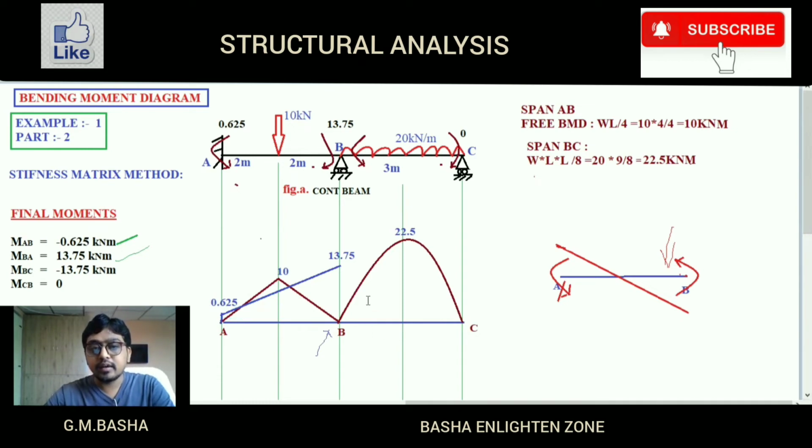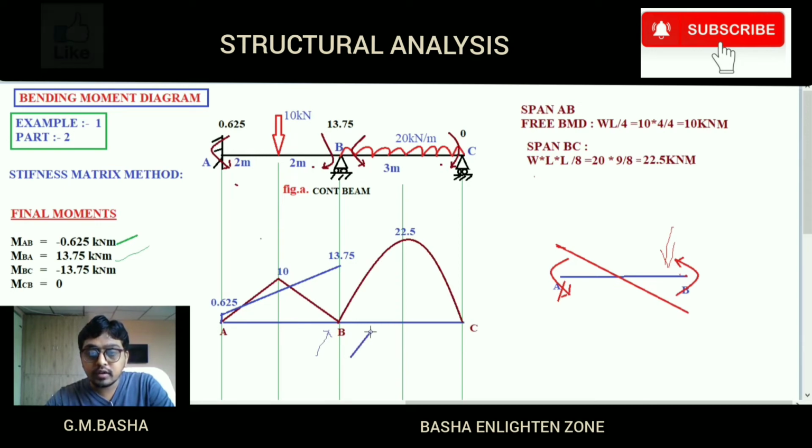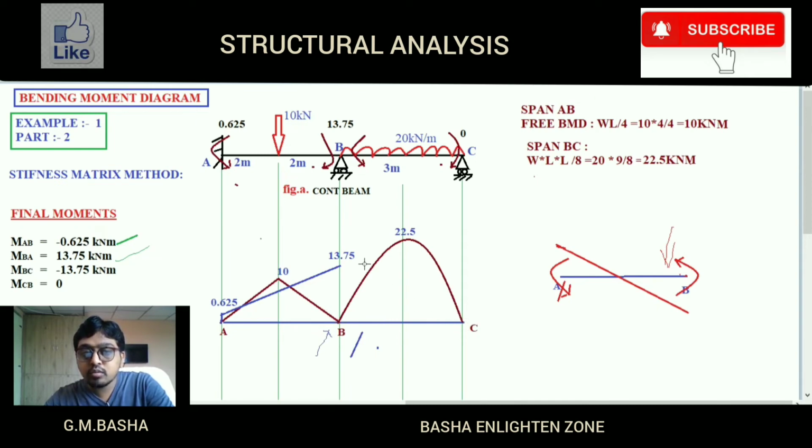Again, see here, in the span BC, a force comes and is applied like this. In span BC, a force comes and is applied like this only. So whenever a force is applied like this on a span, there is a chance that the beam in BC, from its initial position, moves up to 13.75 upwards.